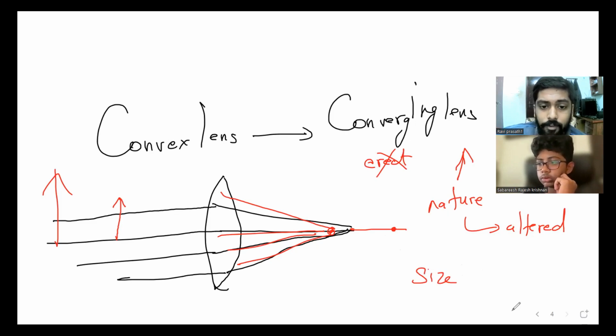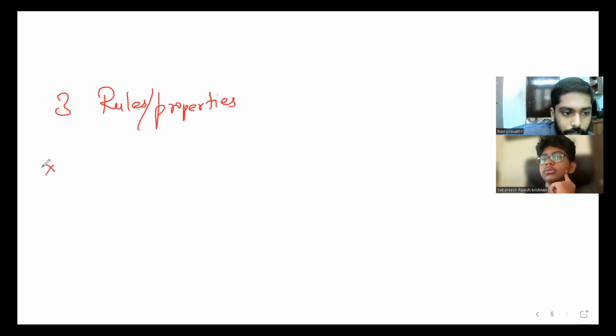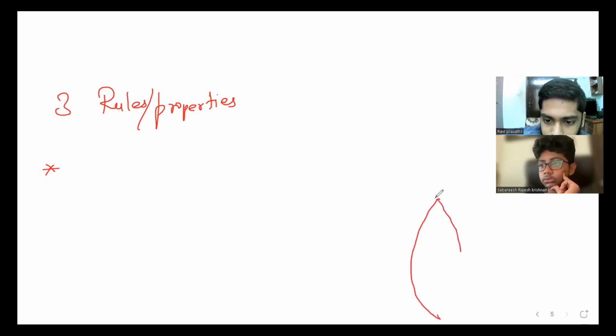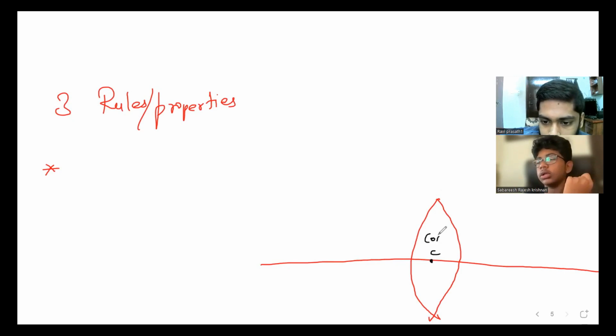For that, we need to follow three rules, or we call them properties, of how a light ray will pass through a convex lens. First one: assume that we have a convex lens over here. So, the important positions in a convex lens. The center of a convex lens, we call it the optical center.